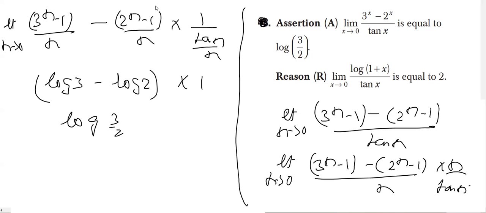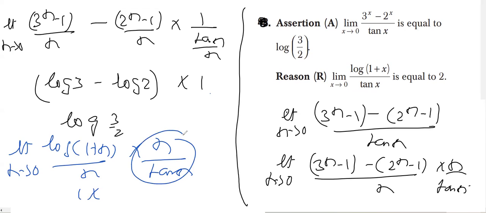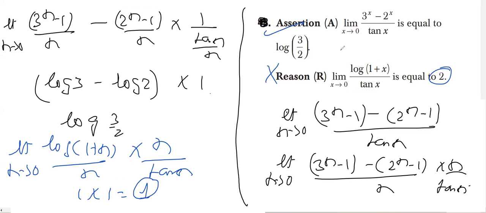Now going for the reason, we have this information given here, that is, log(1 plus x) over tan x, right? So what I'm doing, same way, I'm multiplying and dividing by x. I'm not writing the question here. This is limit x tends to 0. Clearly, for the first part, you'll get 1, and for this also, you'll get 1. So 1 into 1 is 1. When I see the option, it is saying 2. So therefore, the reason is incorrect. Assertion is correct. So C is the correct option in this case.